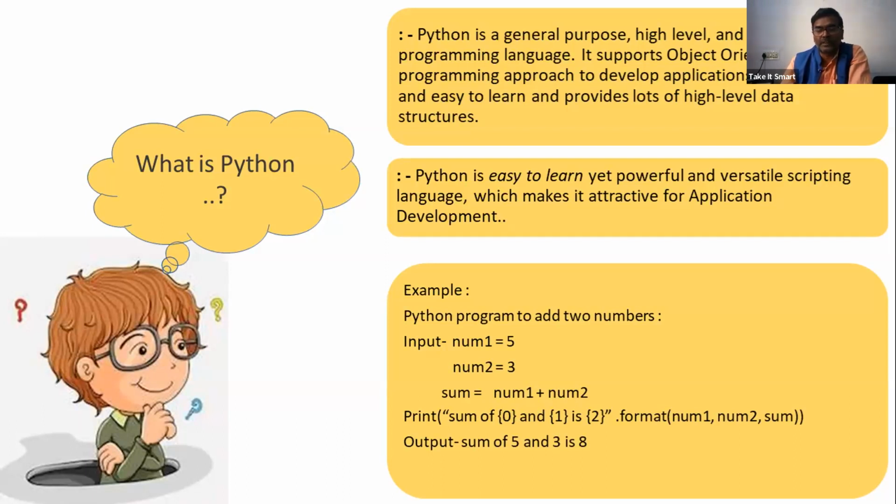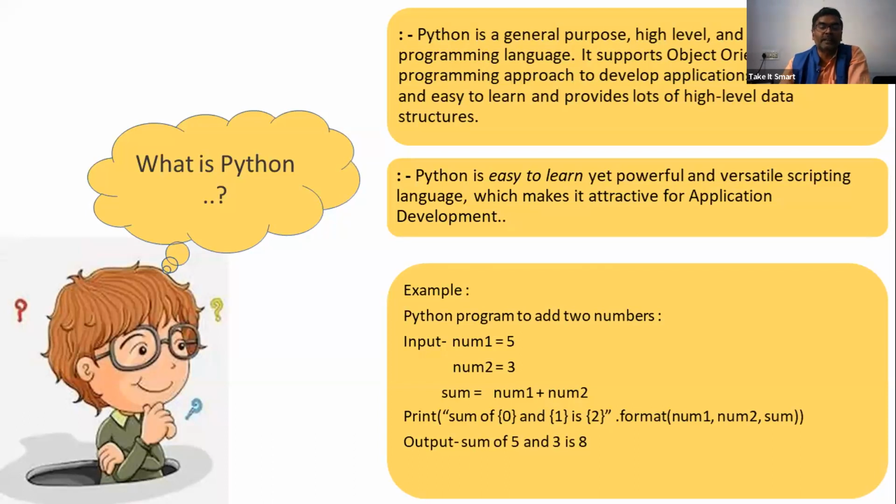Let's first understand how a Python program will look, how the syntax of Python will look. So, a Python program to add 2 numbers. You can understand this is a program. So input is num1. num1 is a variable and we assign a value 5. And num2 is another variable. We assign a value 3.